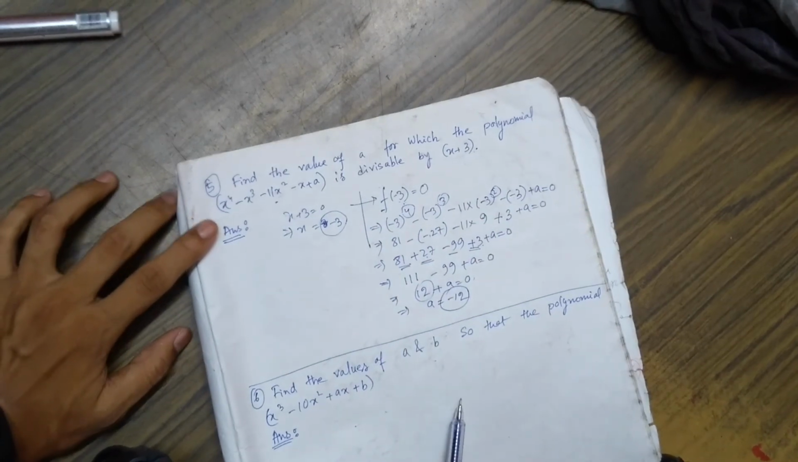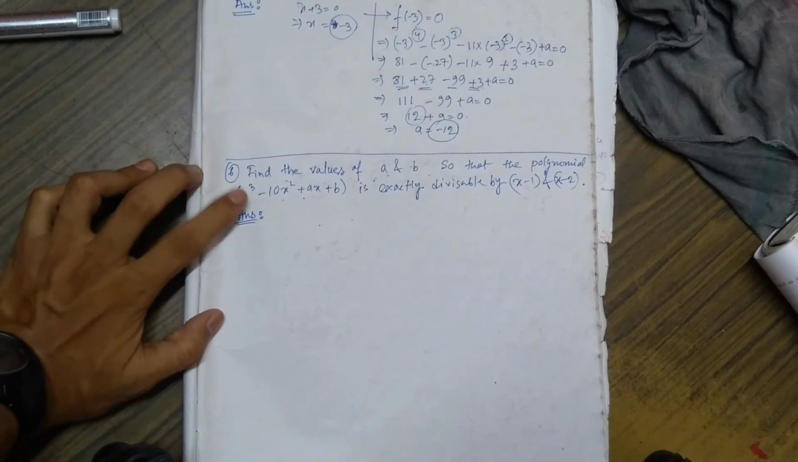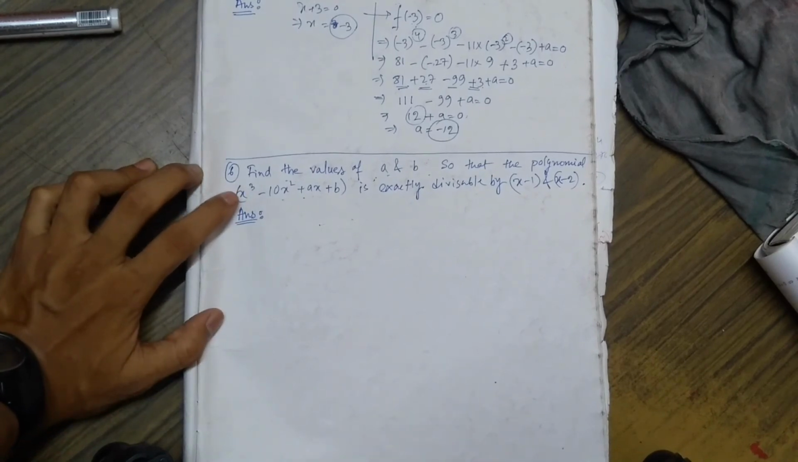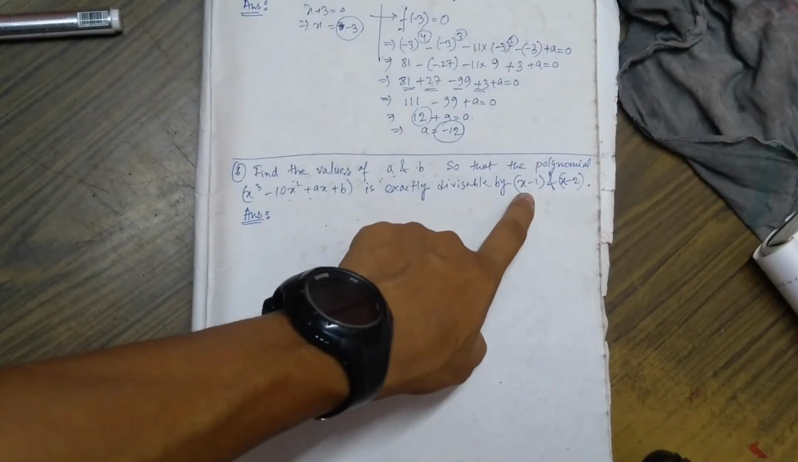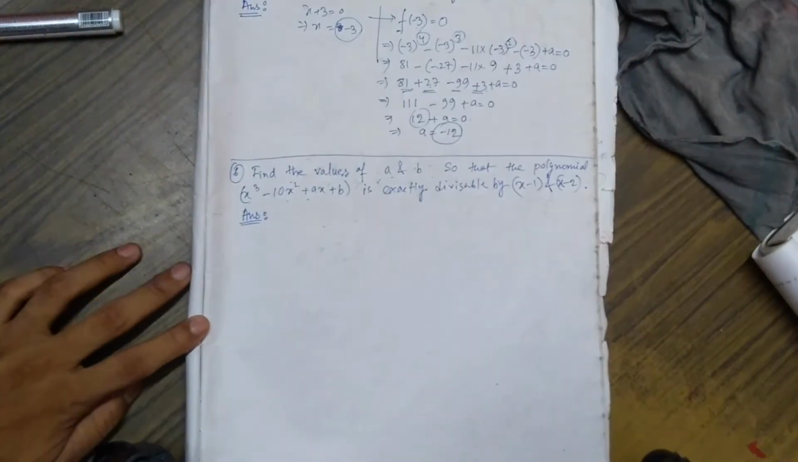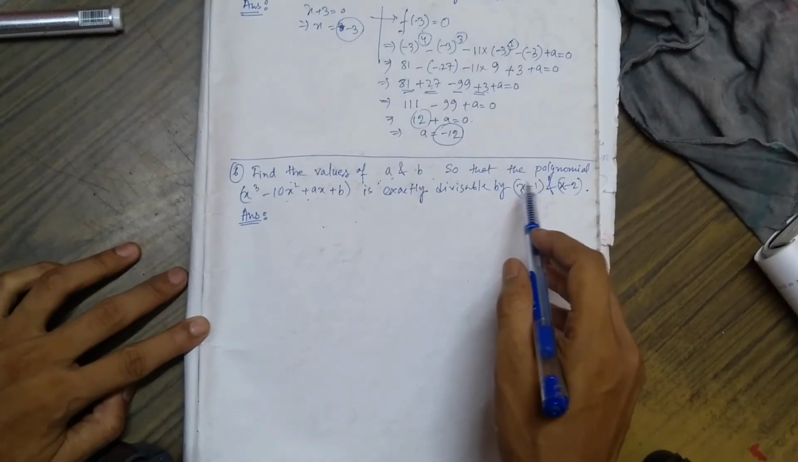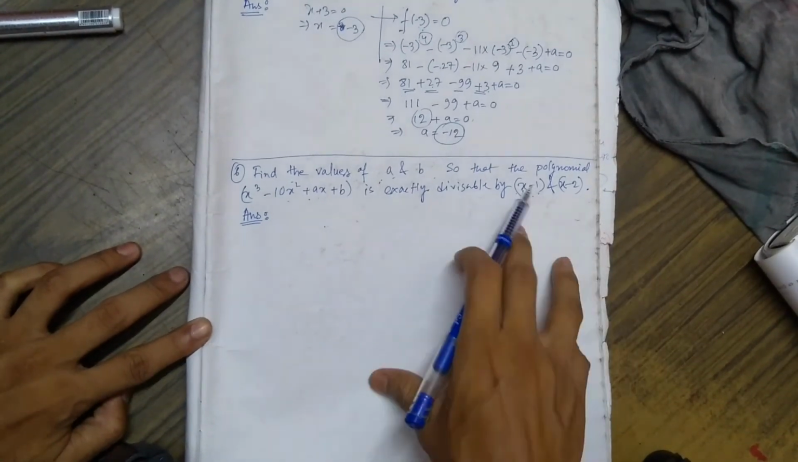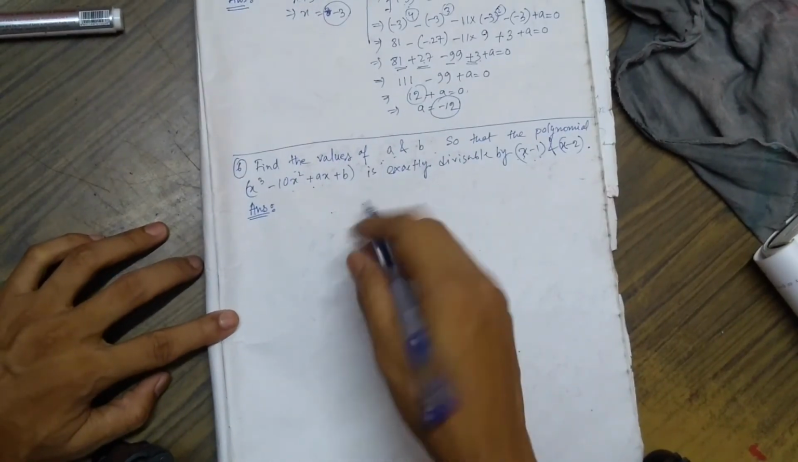So this was the sum. The next sum is number 6. They are telling find the value of a and b, so that the polynomial, this one, is exactly divisible by x minus 1 and x minus 2. So see, here there are two divisors. One is x minus 1 and another is x minus 2. So there will actually be two sums combined into one single sum.